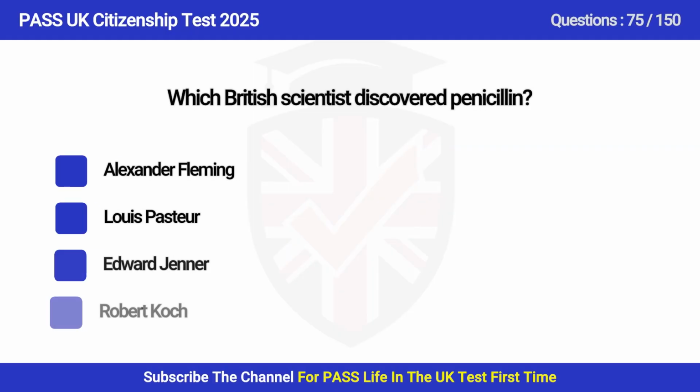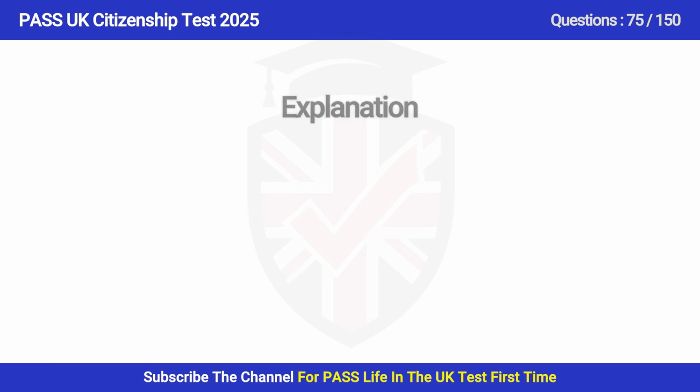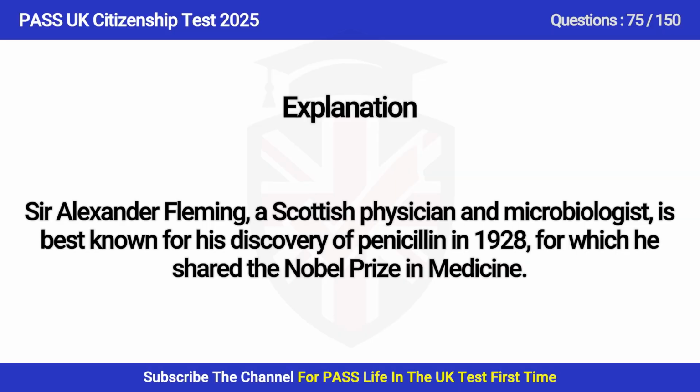Question 75. Which British scientist discovered penicillin? A. Alexander Fleming, B. Louis Pasteur, C. Edward Jenner, D. Robert Hooke. Answer is A. Alexander Fleming. Sir Alexander Fleming, a Scottish physician and microbiologist, is best known for his discovery of penicillin in 1928, for which he shared the Nobel Prize in Medicine.